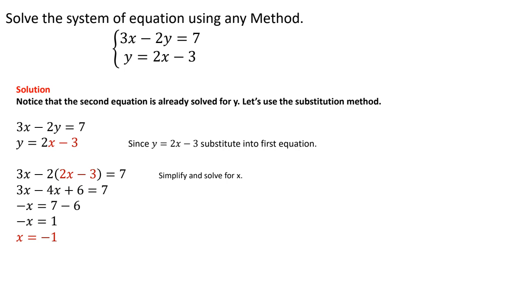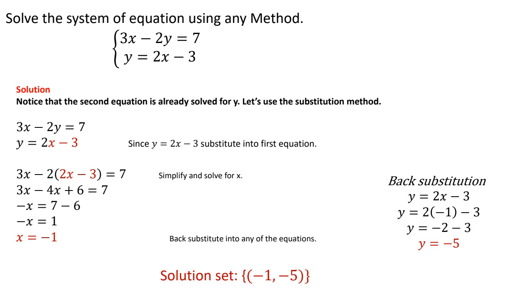So then again, I'm going to use back substitution to get my y value. And again, I'm going to use the equation where it's set up for me to get that y answer. So I'm going to use the y is equal to 2x minus 3. Everywhere I see x, I'm going to plug in that negative 1. 2 times negative 1 is negative 2 minus 3. And negative 2 with minus 3 is a negative 5. So the solution set for this system is negative 1, negative 5.